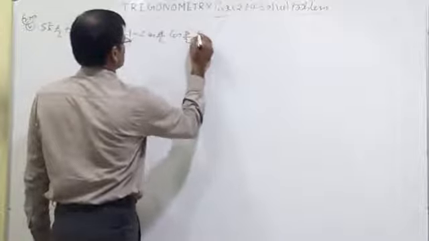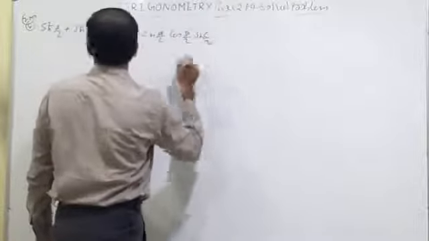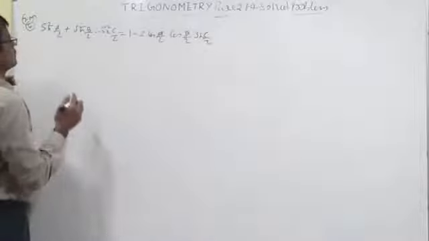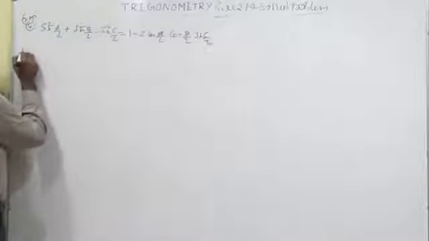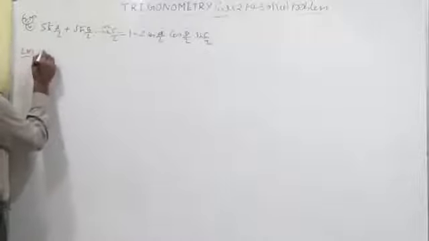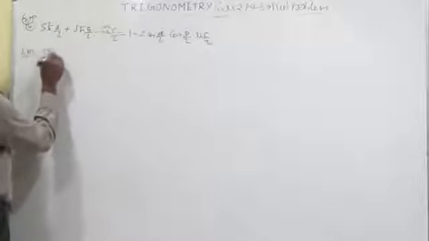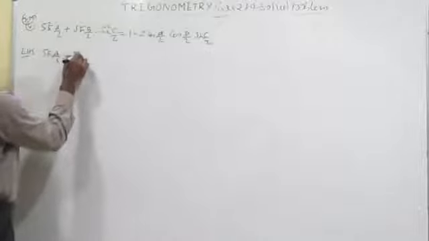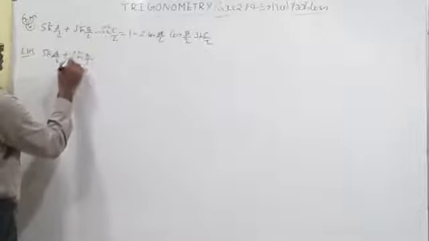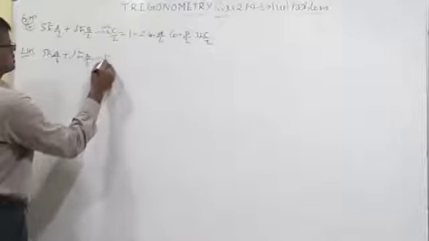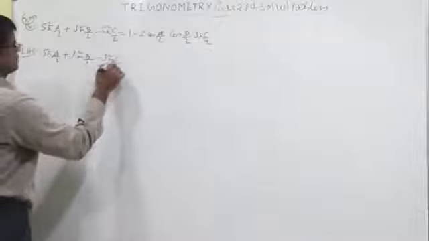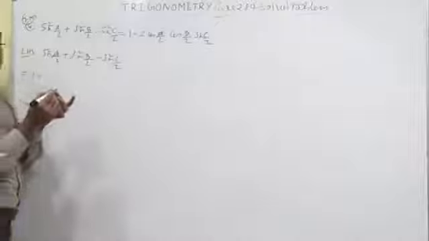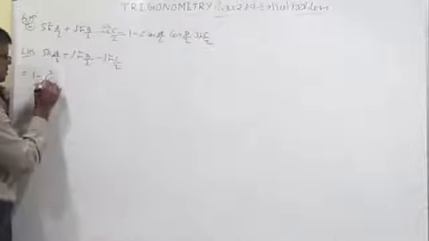1 minus 2 cos A/2 cos B/2 sin C/2. Now 1 is there. According to this 1, we should take LHS first of all: sin² A/2 + sin² B/2 − sin² C/2. Since 1 is there, first sin² A/2 can be written as 1 − cos² A/2.